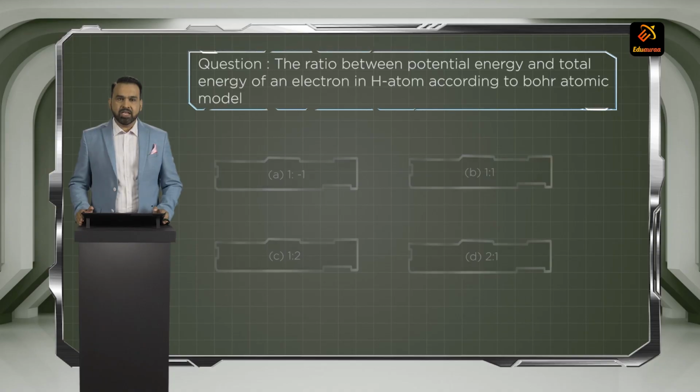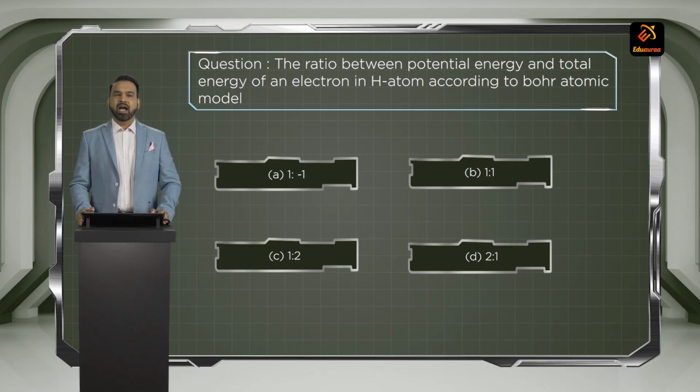Next question. The ratio between potential energy and total energy of an electron in hydrogen atom is, according to Bohr's model or Bohr's atomic model. Okay, the ratio is given as choice D, that is 2:1.